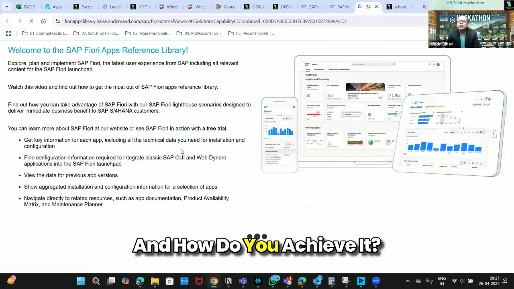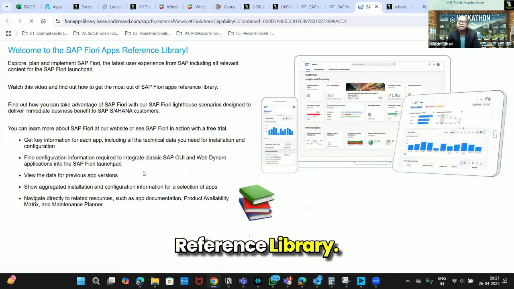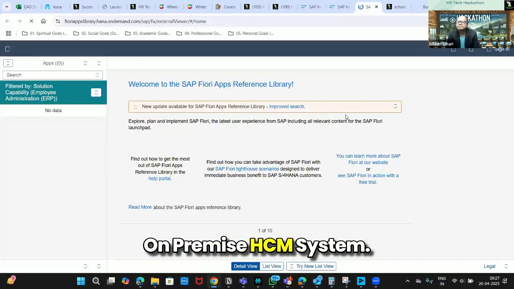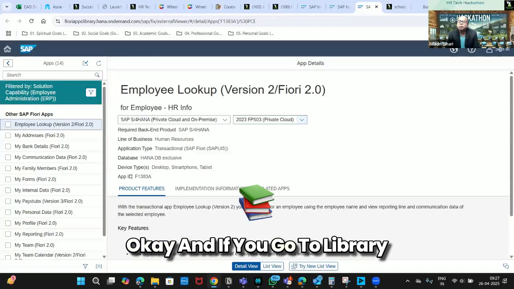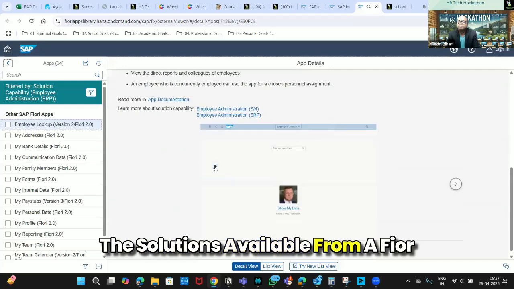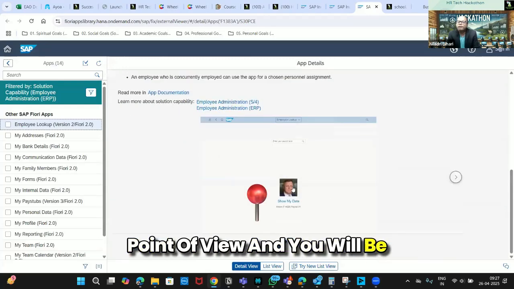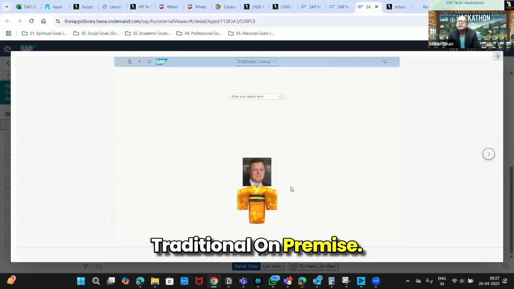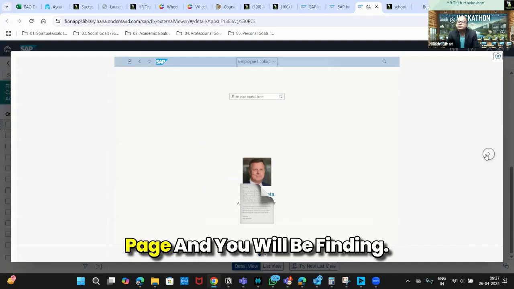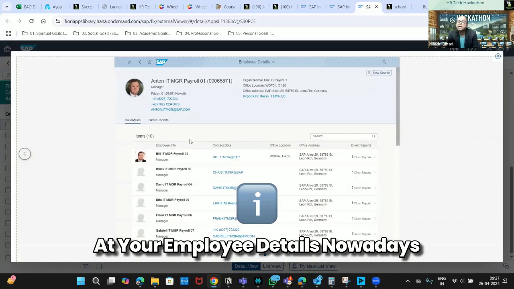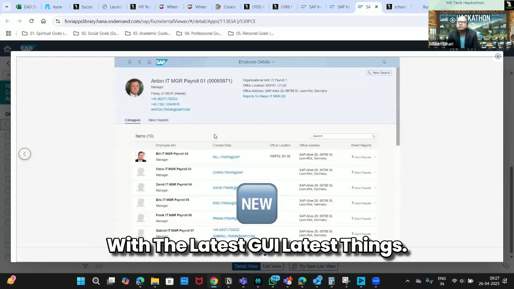And how do you achieve it? There is a reference library, for the traditional on-premise HCM system. If you go to the library, you will find what solutions are available from a Fiori point of view. And you will find it very interesting. If you compare with your traditional on-premise, now these are web-based Fiori pages, and this is how you will be looking at your employee details nowadays, with the latest GUI and latest things.